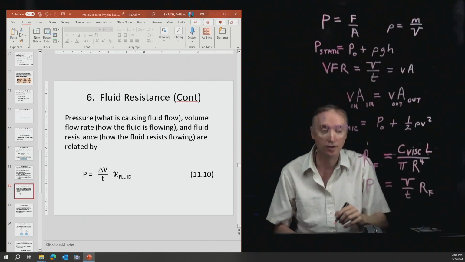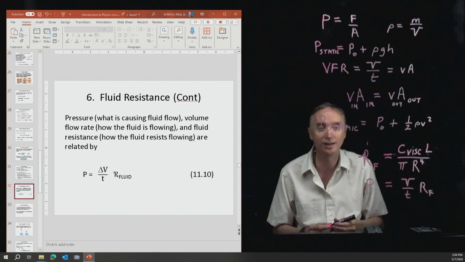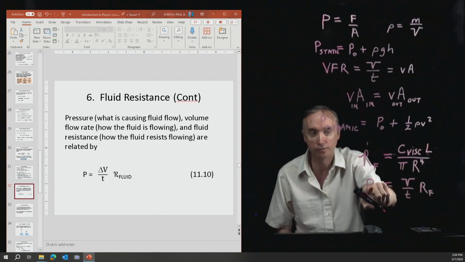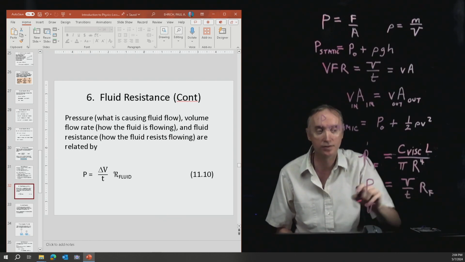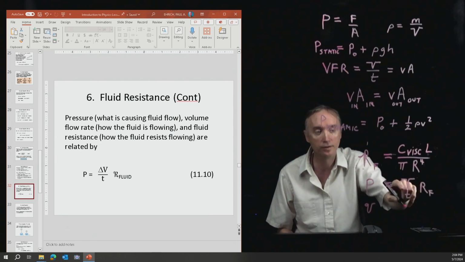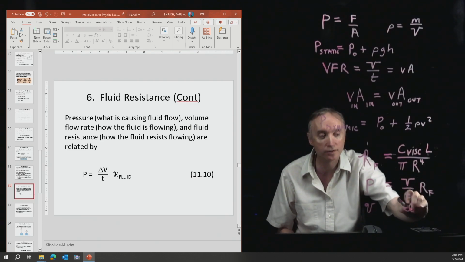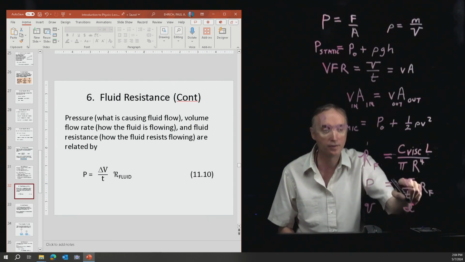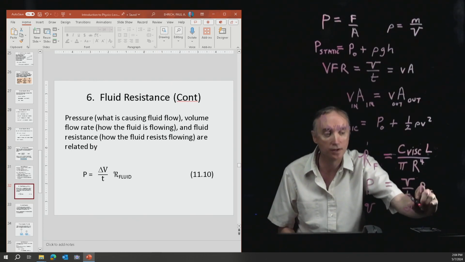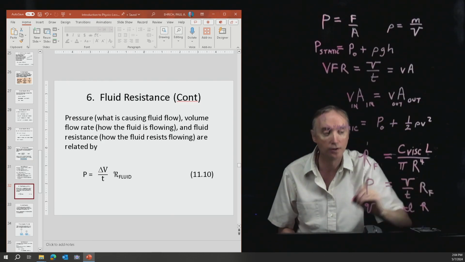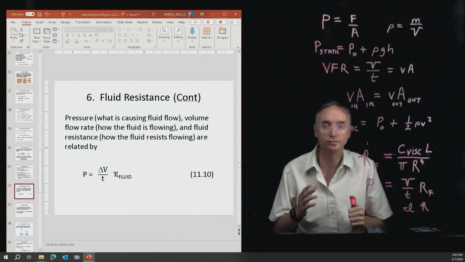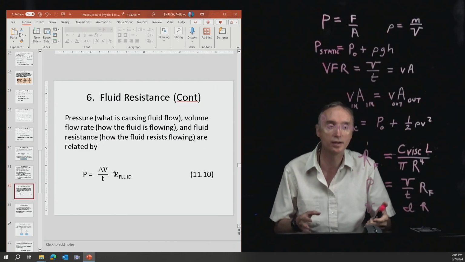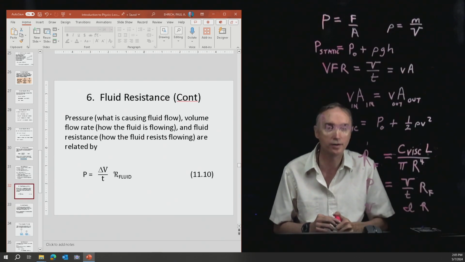Notice how similar this is to electricity. So when it was electricity, the pusher, instead of being pressure, we said that it was the voltage. Instead of the volume flow rate, this was the electric current, the flow of the electricity. And then instead of fluid resistance, then this was electrical resistance. So I just wanted you to see that in physics, a lot of these concepts can be written using the same kind of terminology.